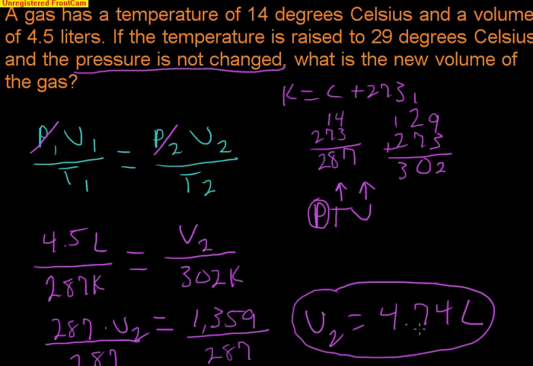So if we compare volume 2, which is 4.74, to our initial volume, which is 4.5, we do in fact see that volume 2 has increased over the 4.5. So our mathematical relationship here holds true, and it's just validated by the final answer that we get of 4.74 liters.